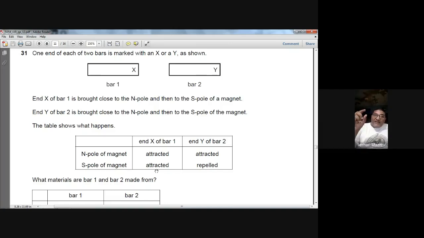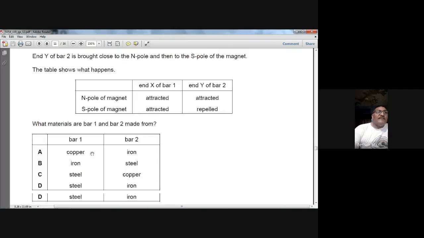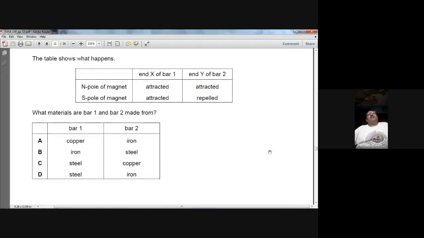So bar 2 is magnetized, something magnetized. The question asks, what materials are bar 1 and bar 2? Bar 1 is a magnetic material which is attracted to both north and south. Its end X is attracted to both the North Pole and the South Pole. That shows bar 1 is a magnetic material, so it could be iron.